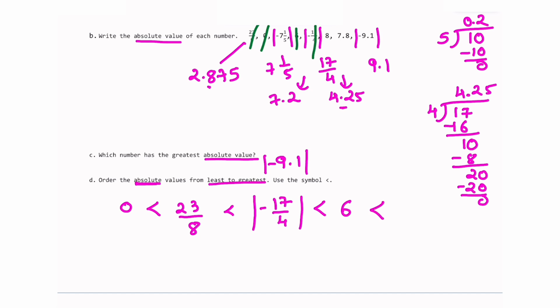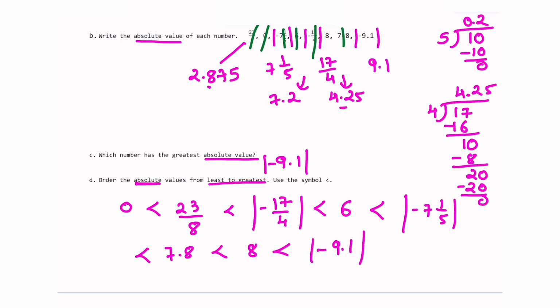Okay, so the next one on the list would be, well, we are left with 7.8, 7.2, 8 and 9.1. 4 numbers are done, right? So 7.2 is 7 1 over 5, which is less than. Next number would be, let's cancel this, and the next is going to be 7.8. So I'm already canceling that beforehand. 7.8, which is less than 8, less than minus 9.1. Okay, so this is how you order the absolute values from least to the greatest, and we have used the symbol less than as they have asked us to use.